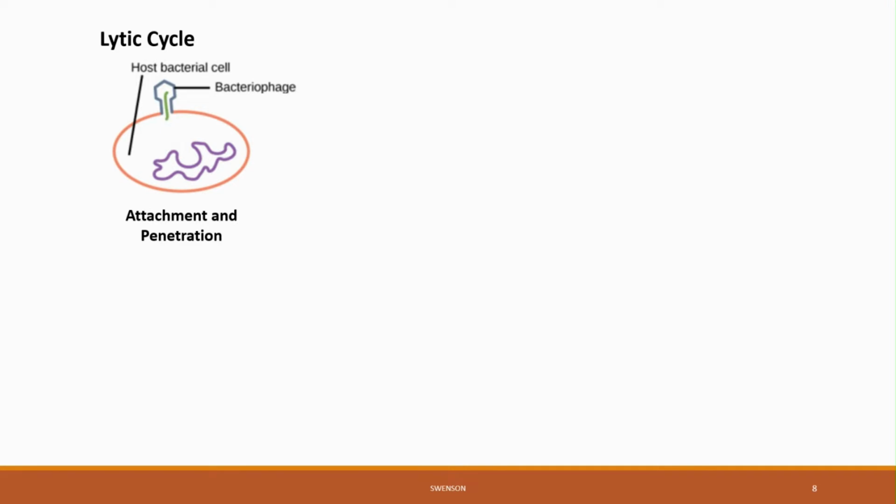Here we have the basic viral cycle. This is the lytic cycle, where we first begin with attachment and penetration. We can see the 6-sided depiction of a bacteriophage there, plus the little green squiggly is the genetic material being injected into the host cell.